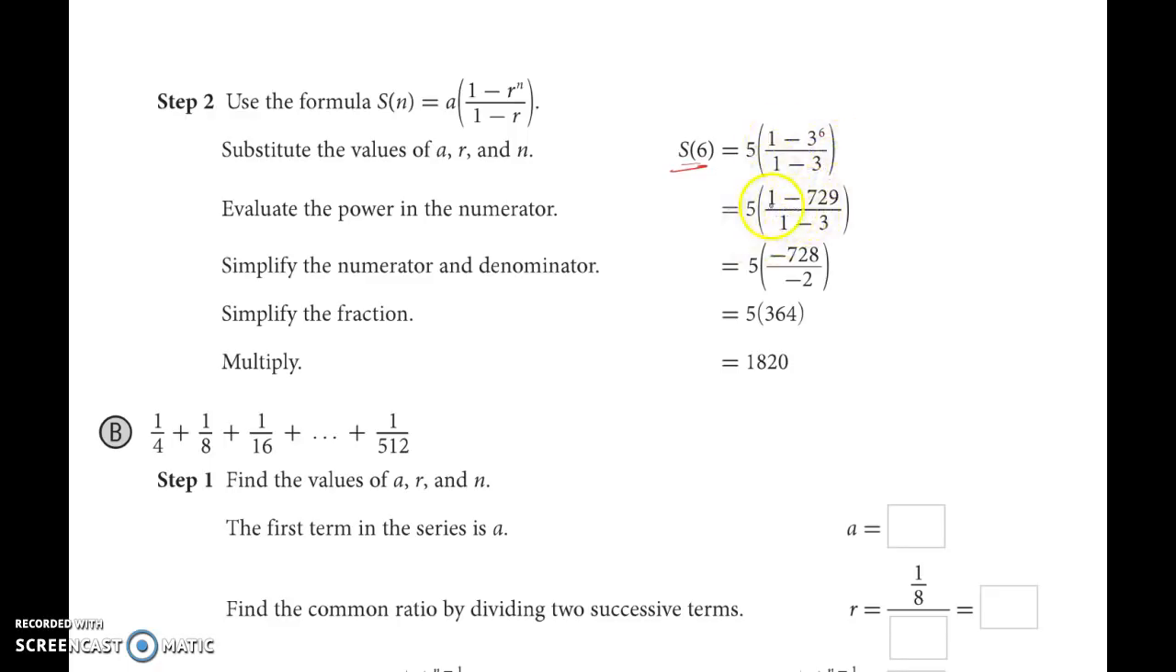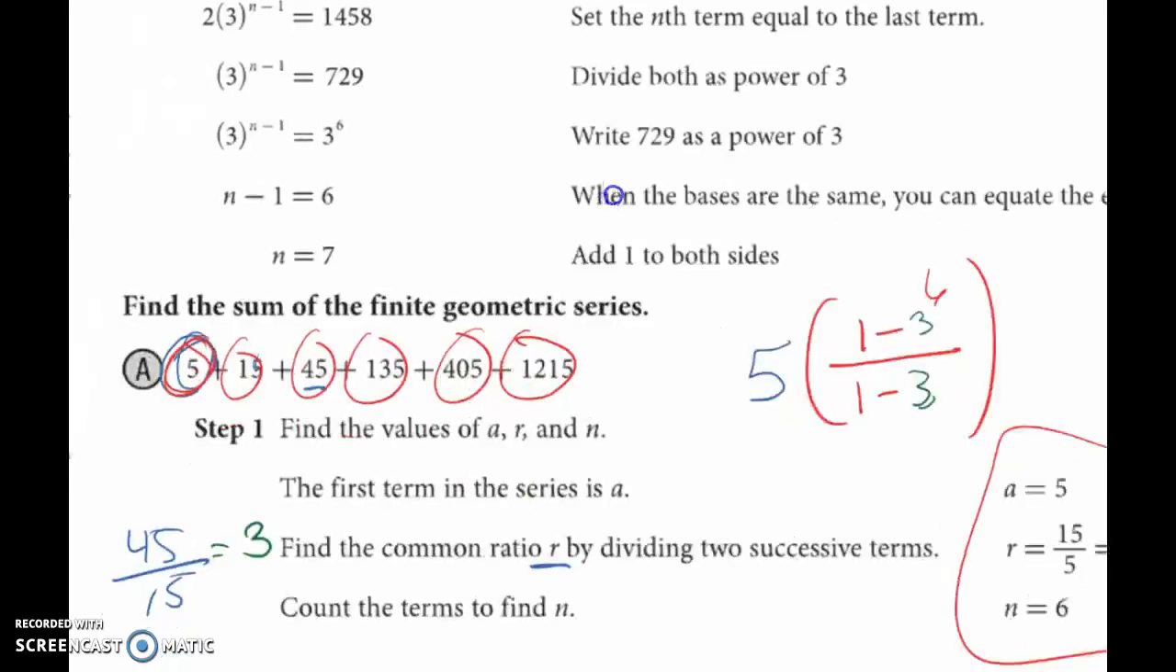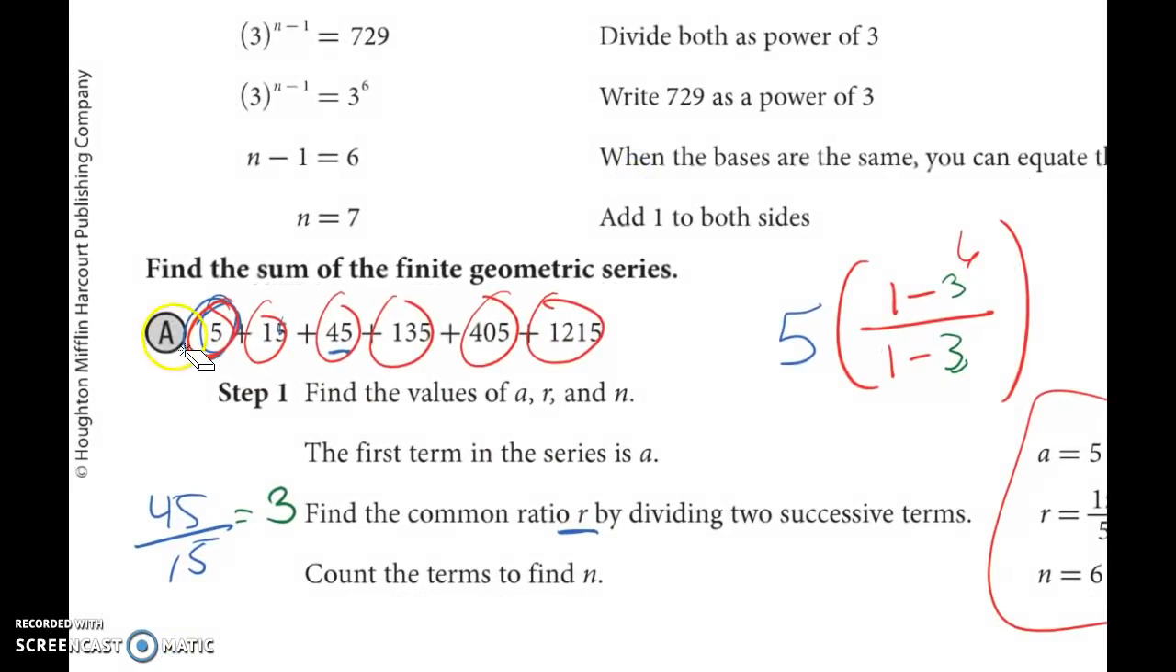Doing some simplification, 3 to the 6th power is 729. 1 minus 729 is negative 728, and 1 minus 3 is negative 2. So when I simplify my parentheses here, I get 364 times 5, which gives me 1820. Back here, I could have just taken all these values and added them up, and I would have gotten the same answer.